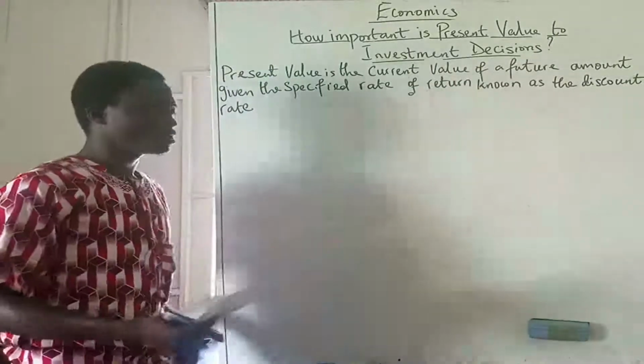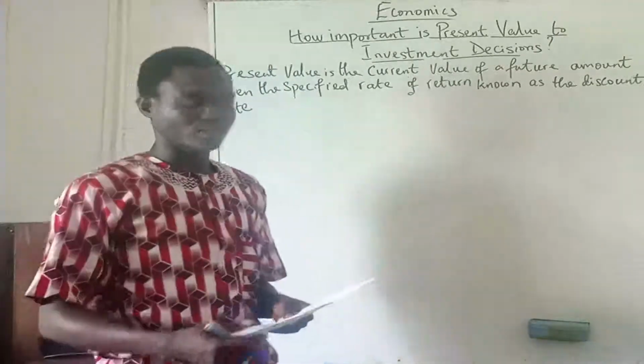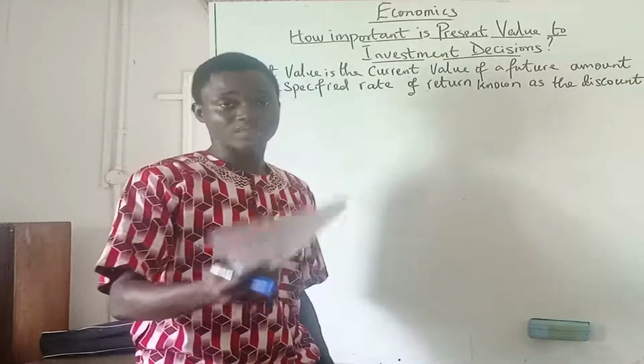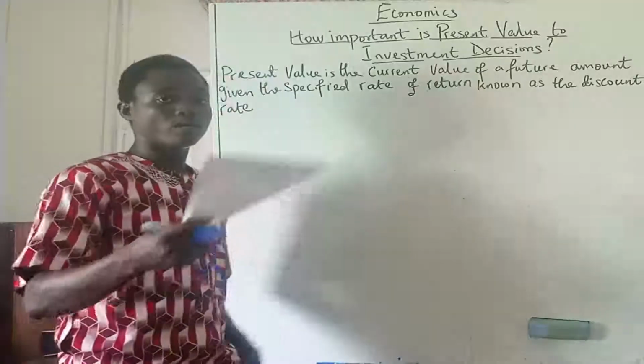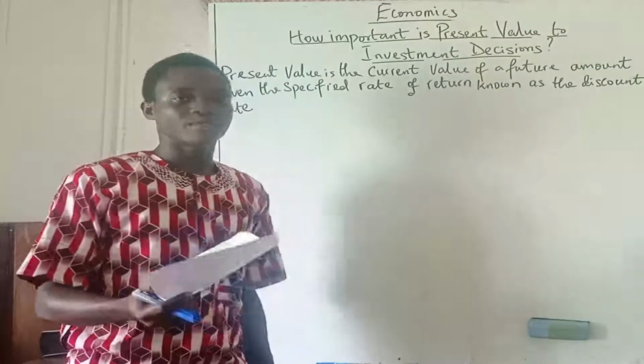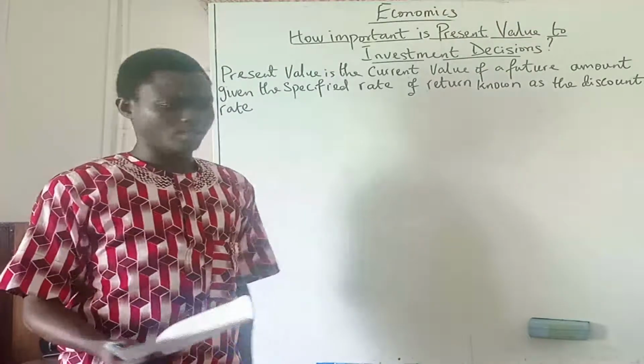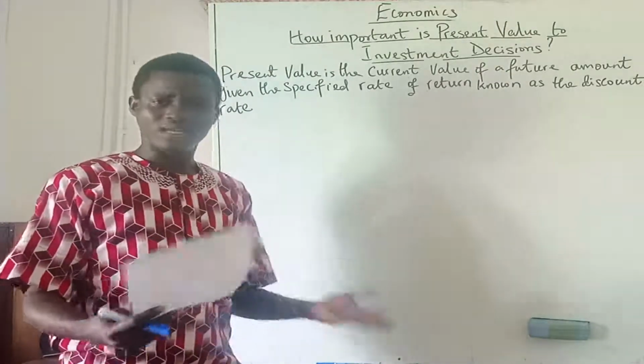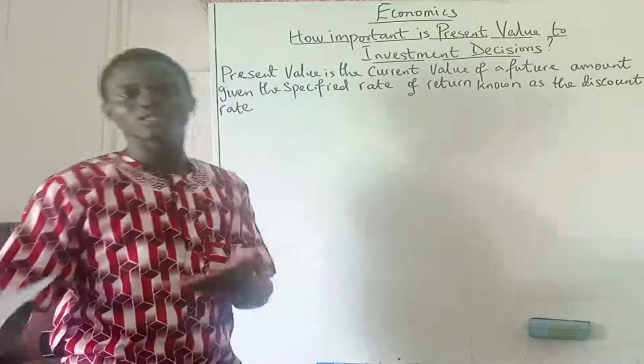So how is discount rate different from interest rate? I just explained interest rate. What then is the discount rate? Discount rate is basically foregone interest rate. And what do I mean in this case? Are they not the same? Interest rate is not the same as foregone interest rate.